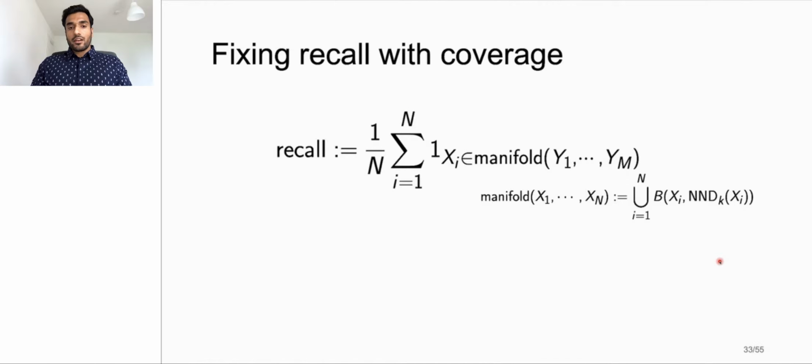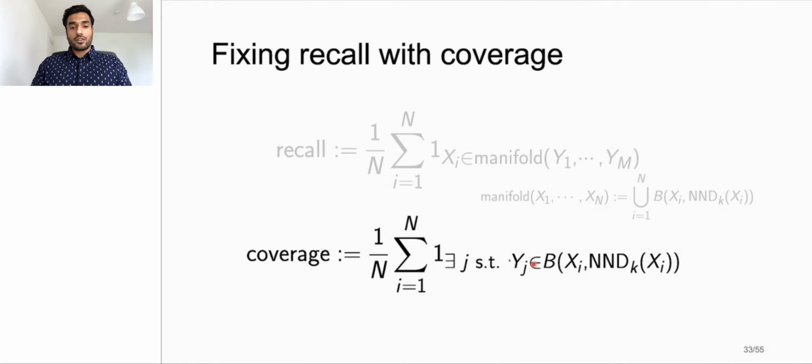Mathematically, compared to recall, now coverage is a summation over all the real points with an indicator function that's 1 if a hypersphere contains at least one generated point.